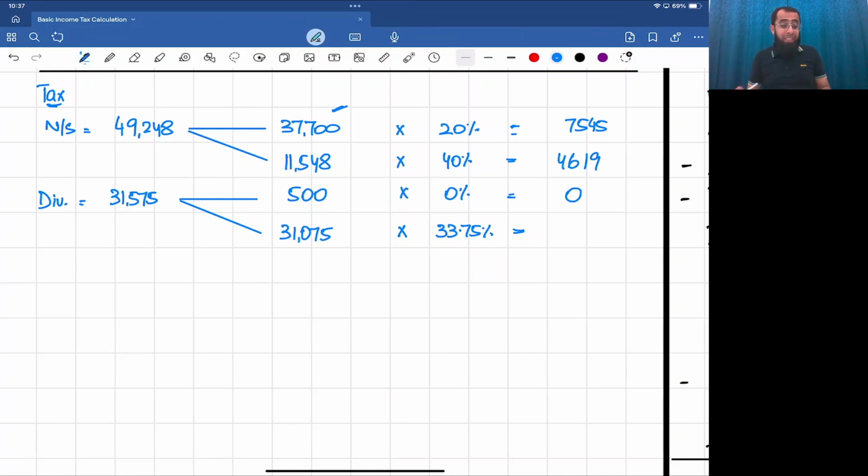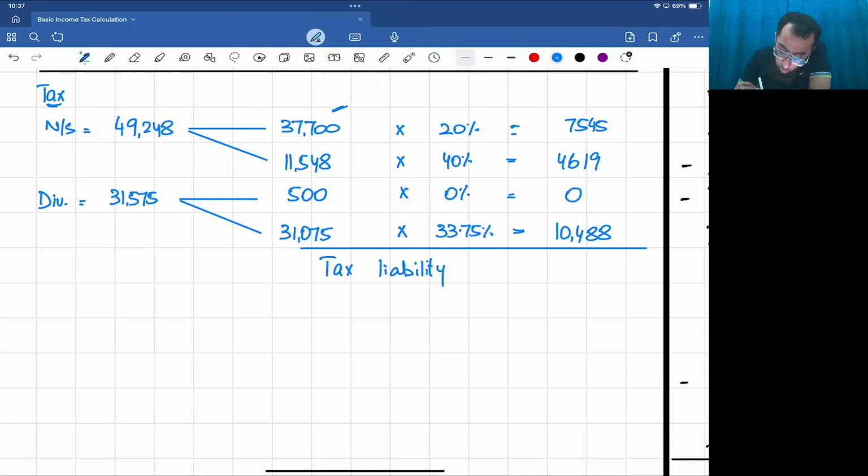33.75, so that's 10488. Here you go. You will get your tax liability. You will adjust your tax credit, the advance tax, and you'll arrive at your tax payable. So 7545. Okay, just a minute. 37,700 into 20%, it's 7540. A calculation error.